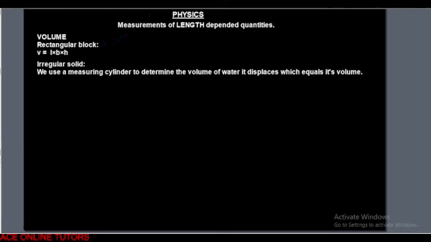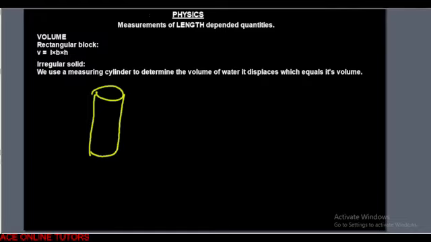Now, if you have an irregular solid, it's not easy to measure the volume directly. So what are we going to do? We use a measuring cylinder to determine the volume of water it displaces, and that is equal to its own volume. That's how we do it. And how do we go about that? We just look for a measuring cylinder.